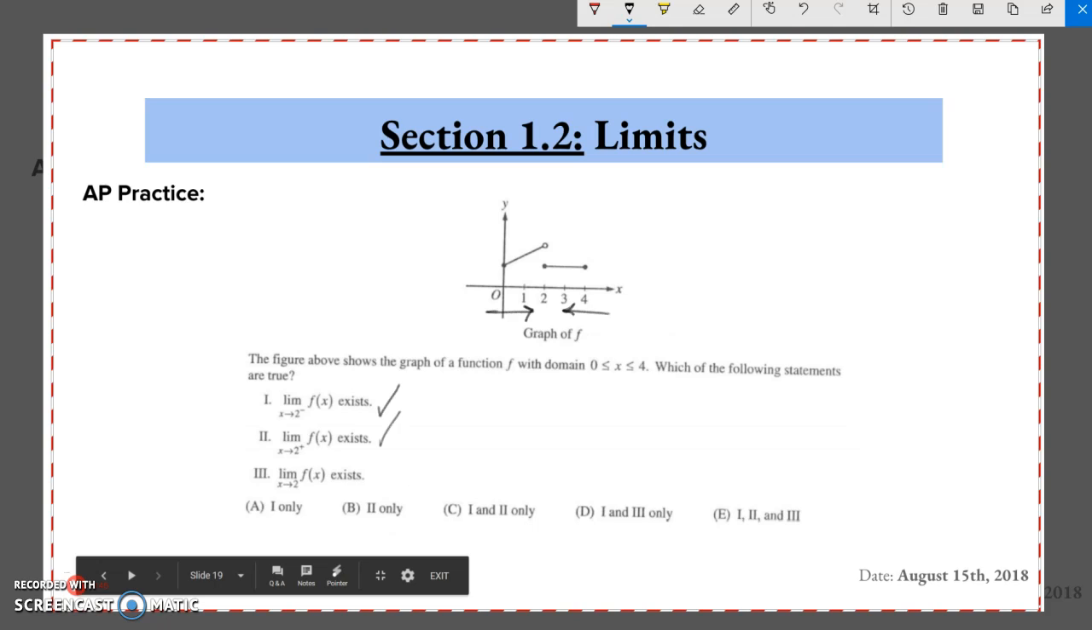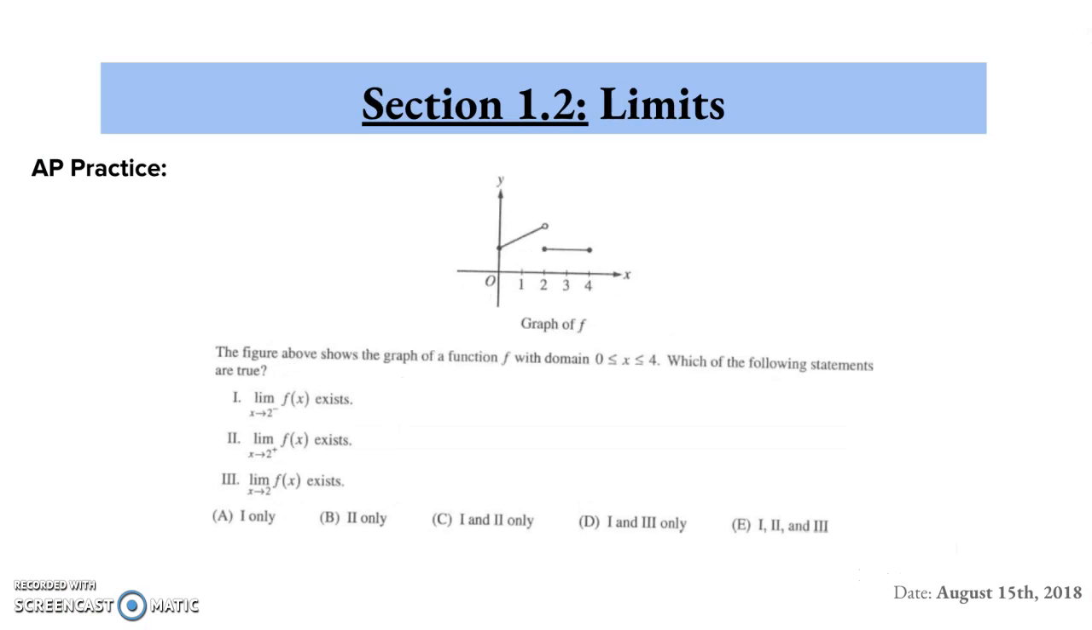Last statement, the limit as x approaches 2 exists. Well, it doesn't, because this value here is different from this value here. If your limit is not the same from both sides, then the overall limit doesn't exist. So only 1 and 2 are going to be true. So in this case, our answer is going to be C. And that's one of the cases of how limit work could appear on the AP exam.